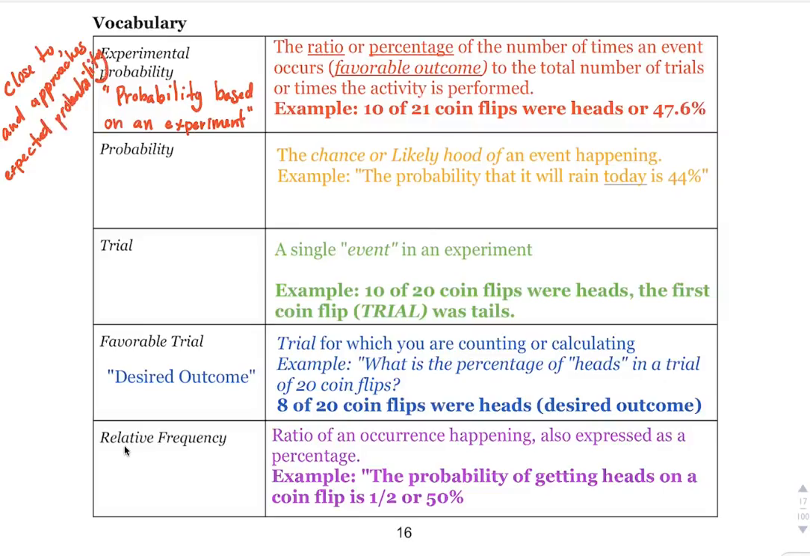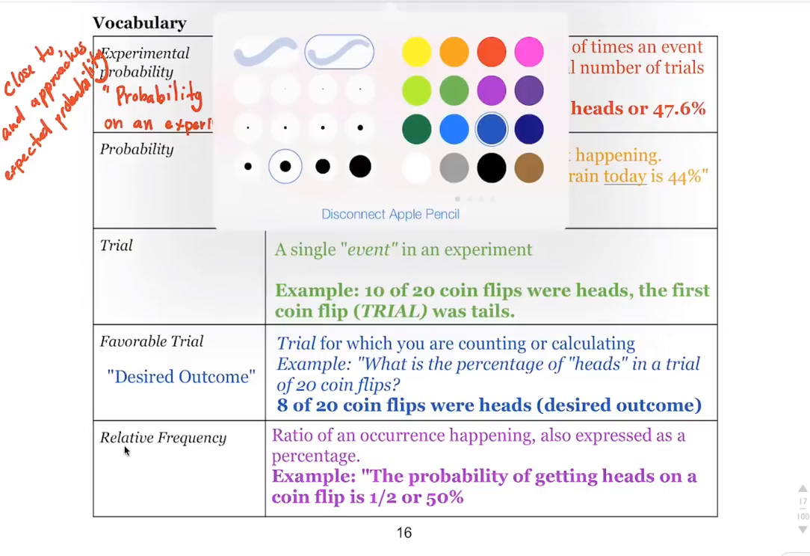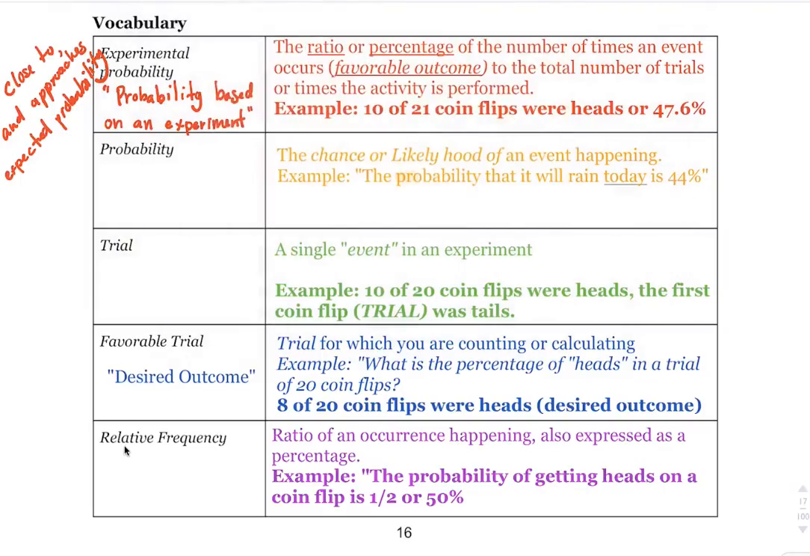All right. Probability is the chance or the likelihood of something happening. So, for example, the probability that it will rain today is 44%. That is based on a number of calculations and possible outcomes. So we use probability in our daily lives.